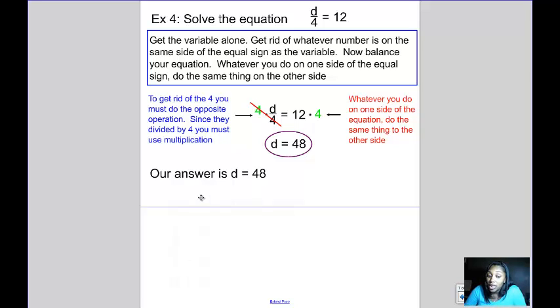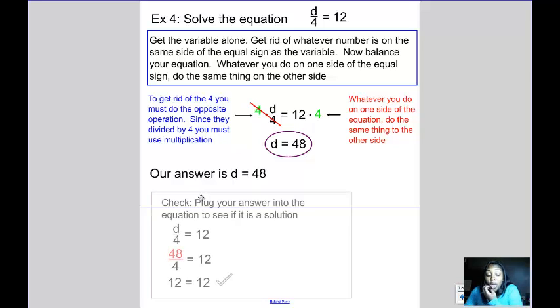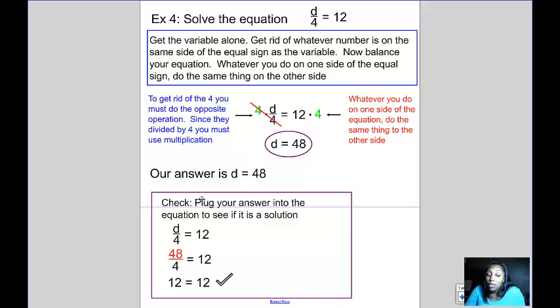And last again, we have to check it. So we're going to plug our answer into the equation to see if it's a solution. Well, I'm going to replace d with 48, and then does 48 divided by 4 give me 12? And the answer is yes. So that lets me know I did it correct.